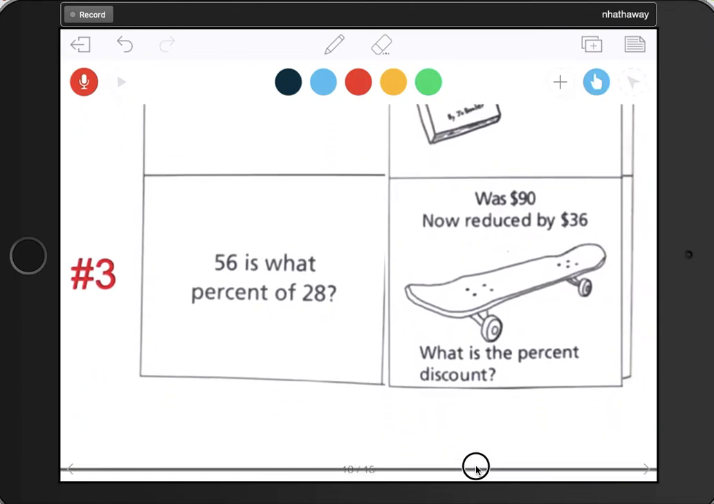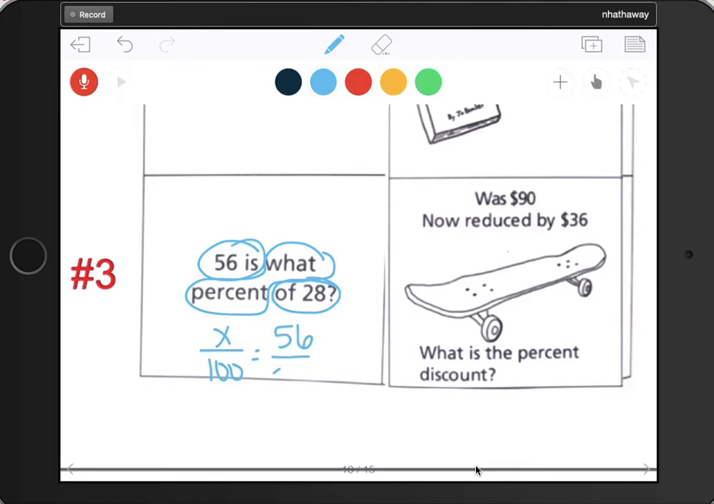So, the last one. It's very important that we look at this and pay attention to the part and the whole here because we do not know the percent. We're finding what percent. So 56 is what percent of 28? We don't know our percent that goes over 100, but we know our numerator, our is, and we know our denominator, our of. Before we do this, look at these numbers here, 56 and 28. Is this going to be a value less than 100 or greater than 100? 56 is bigger than 28. It's a larger value. So we know that our x is going to be greater than 100.